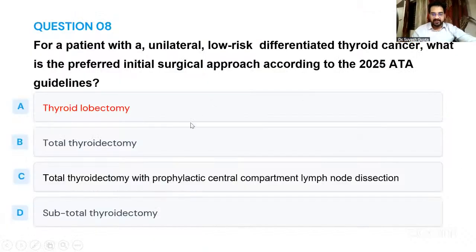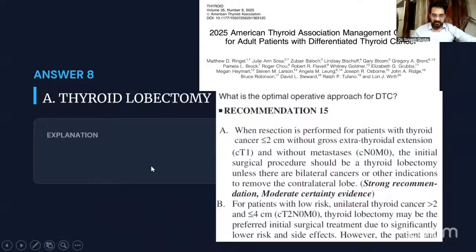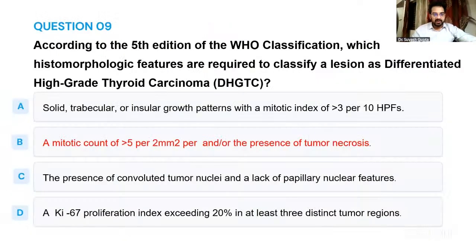For a patient with a unilateral, that is single-sided, low-risk DTC, the preferred initial surgical approach, as mentioned in the previous lecture as well, is thyroid lobectomy. They have mentioned that if the dissection is performed for patients with thyroid cancer less than 2 centimeter, without gross extrathyroidal extension, and without metastasis, the initial surgical procedure should be a thyroid lobectomy, unless there are bilateral cancers or other indications to remove the contralateral lobe.